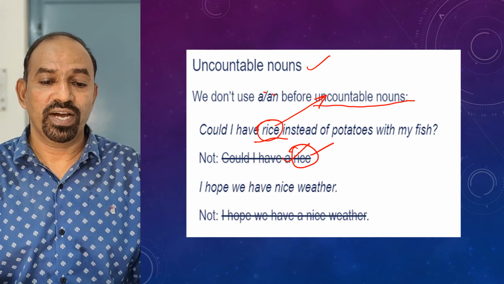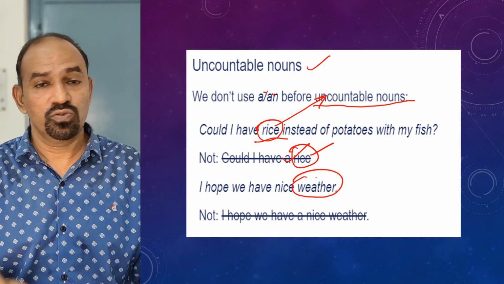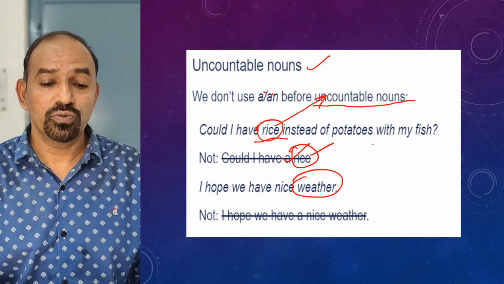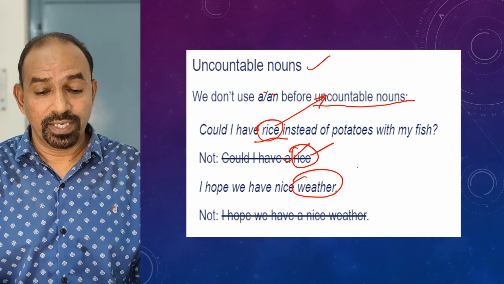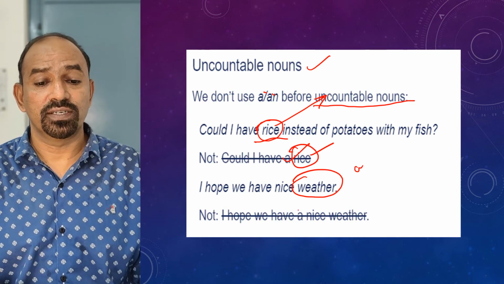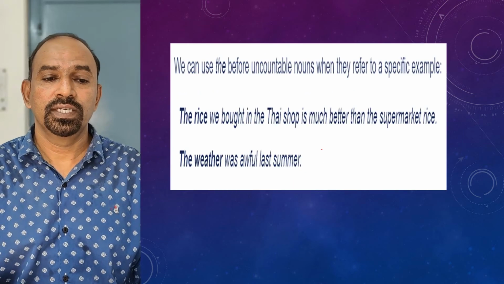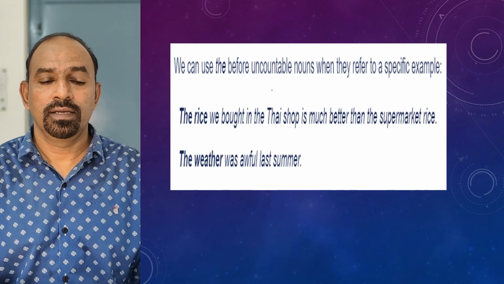I hope we have a nice weather. Weather is also uncountable. So we are not permitted to use the article a before it. I hope we have a nice weather. Don't use a nice weather there. Look at the next one.